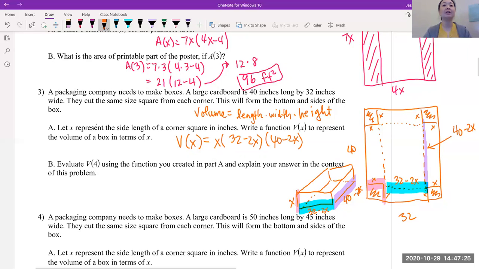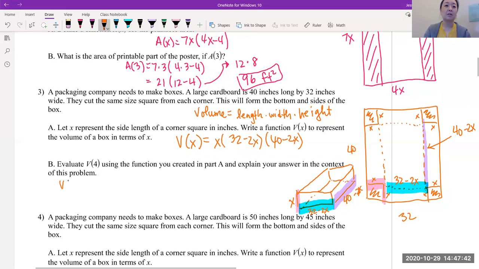Ta-da! Yay, we're done. Okay, now we're going to evaluate it. Evaluate v of 4 using the function you created in part A, so this guy right here, and explain your answer in context of this problem. That's the part we didn't do above, so let's explain that. But before, let's first evaluate.